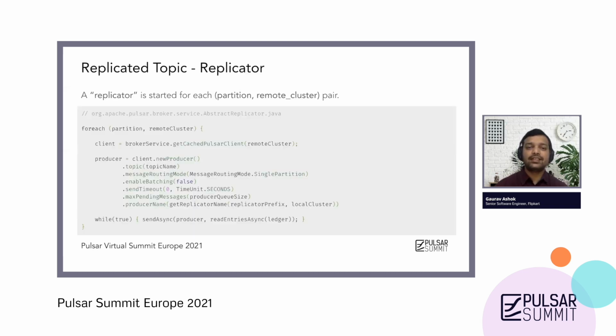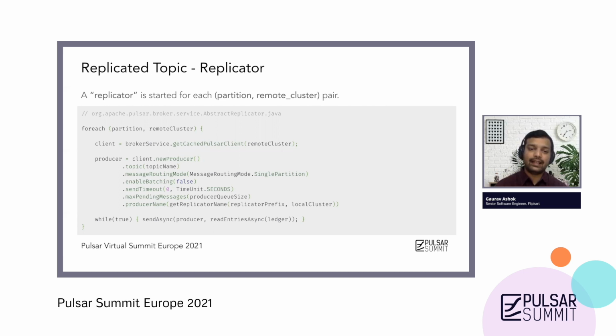So how are these topics replicated? The replicator is basically a core component, and it is a special consumer of the topic, maintained by the broker. Once the partition or the topic has been created, the broker will start a replicator for that topic for each of the remote clusters. So we have a replicator for each partition and remote cluster pair.